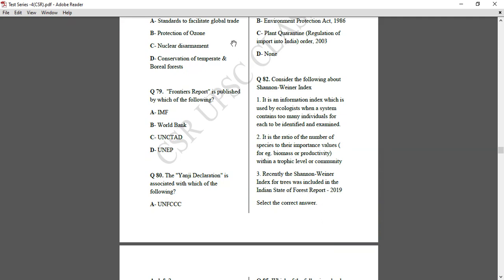Now, all the three statements are correct. This particular index was included in the Indian State of Forest Report, which is done by the Forest Survey of India every 2 years. It is an information index used by ecologists when a system contains too many individuals for each to be identified and examined. It is a ratio of the number of species to their importance value, that is, to their biomass or productivity within a particular trophic level. So all these three are correct. Shannon-Wiener index. Fine. Next.